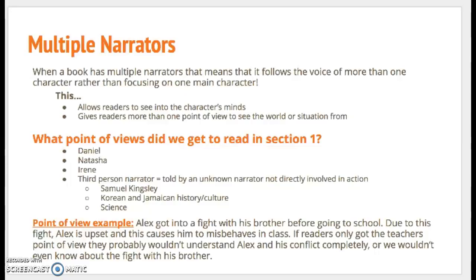So if this were a book, it might be beneficial to have two points of view, so that way we can see what Alex is going through as well as see what the teacher is going through. So then we can get the teacher's point of view of the situation and Alex's situation. And this allows us to maybe understand Alex and his character better.